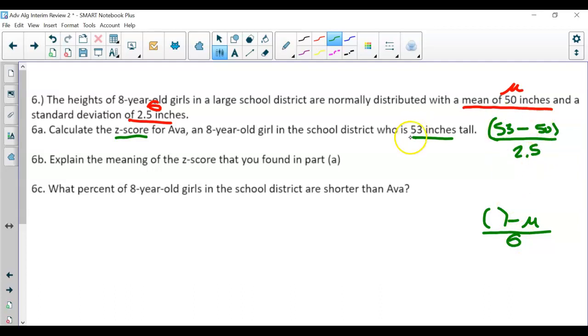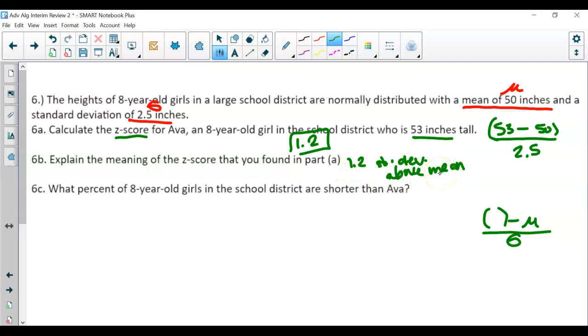So notice how she is taller than the average. So you're going to get a z-score that's positive 1.2. So again, what does this mean? This means that this height is 1.2 standard deviations above the mean. So again, this height is higher than the mean and exactly 1.2 standard deviations above it.